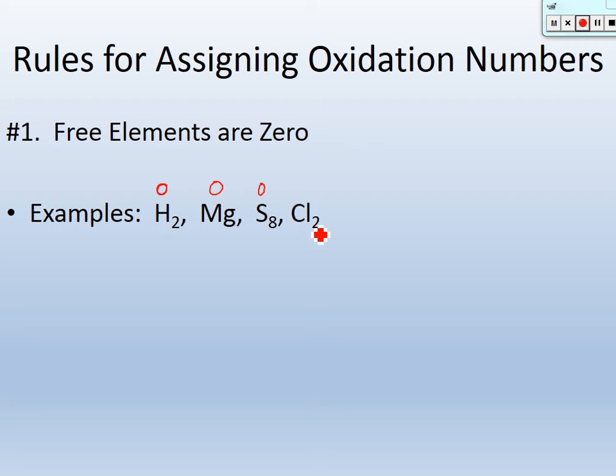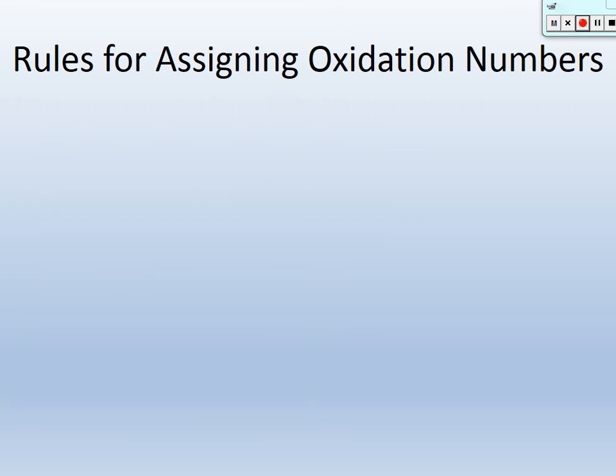Chlorine. There's two of them, but it's a free element. It's by itself. It has an oxidation number of 0. So in each one of those cases, it's going to be 0. Okay, let's go to rule number 2. For ions, it is the charge.